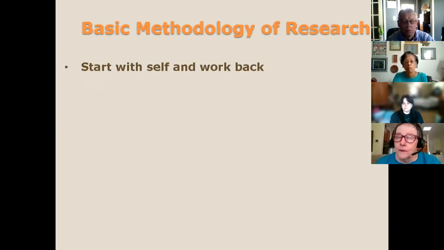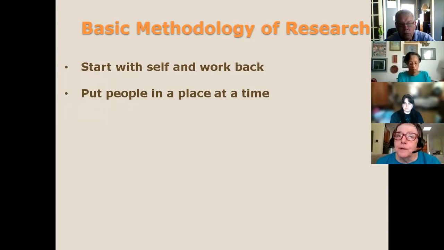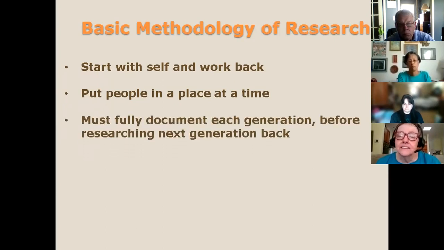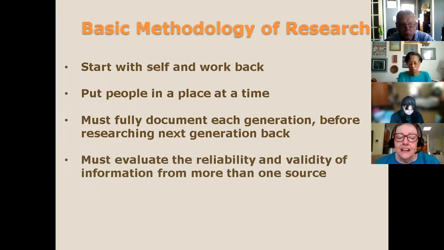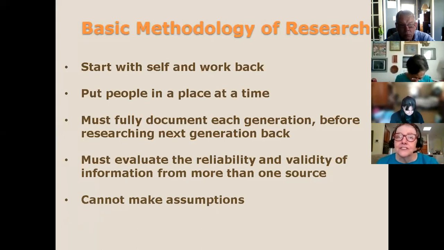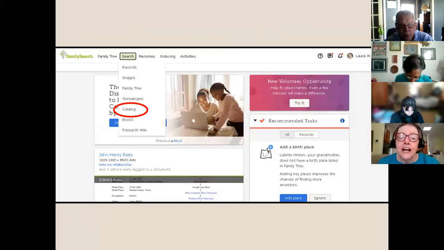I want to remind you real quick of the basic things we have to do in our research. We have to start with ourselves and work back, or start with what we know and work back. We have to put people in a place at a time, so location is always important, as is time frame. You've got to fully document each generation before researching the next generation back. You've got to evaluate the reliability and validity of information from more than one source. And we cannot make assumptions. That's, I think, what bites us all on a regular basis, because it is so hard not to do.